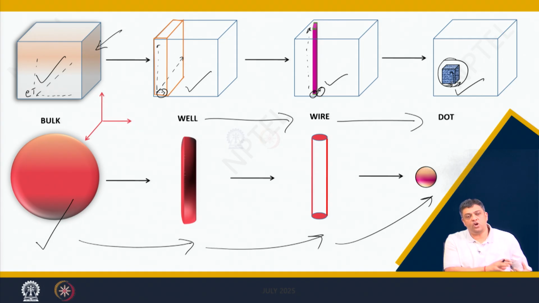So, you can go from isotropic properties to anisotropic properties, or you can tailor the conductivity as per your requirement by choosing the right dimensions of the particle. So, just by looking at this figure, you can clearly see that the electrical properties of the systems would be different as we move from well to wire to dot with reference to the bulk particle of the same molecular formula material.